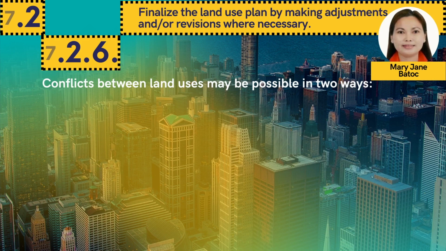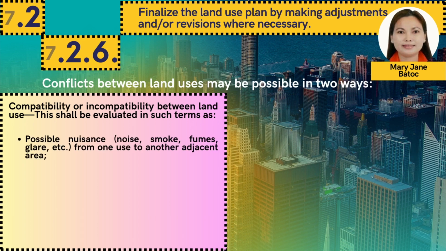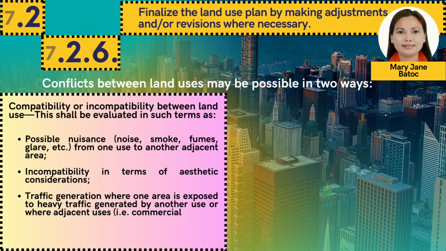Conflict between land uses may be possible in two ways: compatibility or incompatibility between land uses. These shall be evaluated in such terms as possible nuisance or noise, smoke, fumes, glares, etc. from one use to other adjacent areas. Incompatibility in terms of aesthetic considerations. Traffic generation, where one area is exposed to heavy traffic generated by another use, or where adjacent uses, for example, commercial and industrial areas, generate undesirable traffic levels.